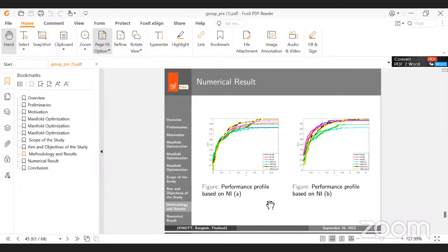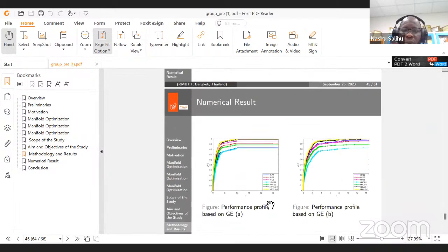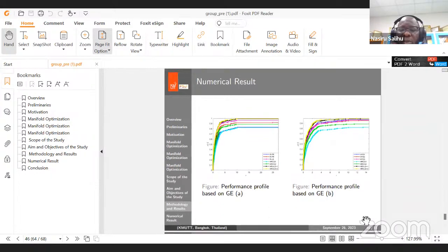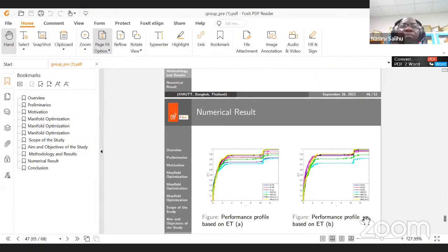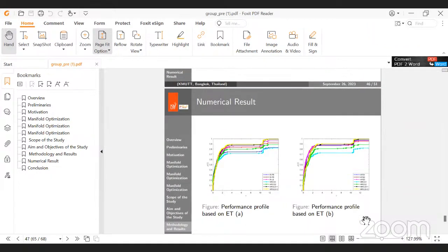So in this case, basically we use two metrics, right? Performance based on number of iterations, CPU time, and number of function evaluations. Okay, so the A1 is the number of iterations. What about this one? This is for the gradient evaluation, while the last one is for the CPU time. Oh, so if I understand, you have two different plots, A and B, in each slide. Yes.